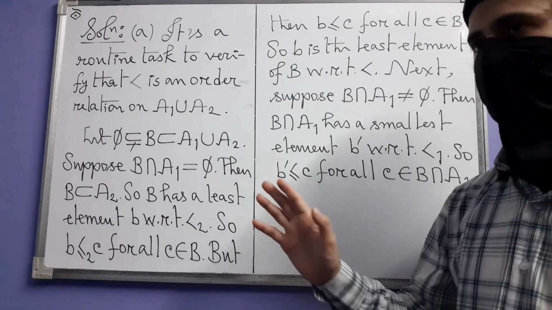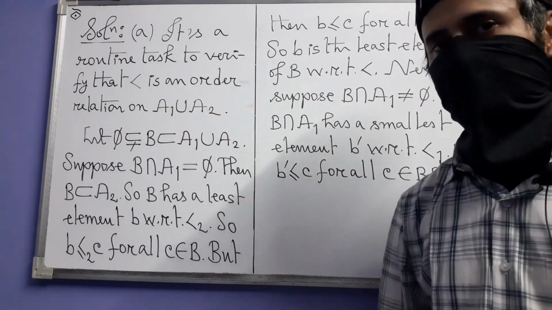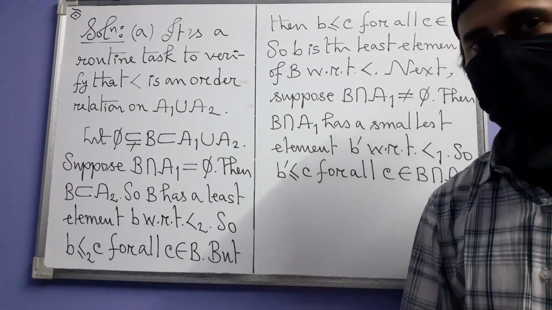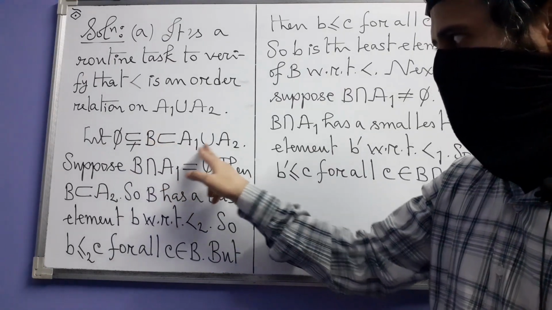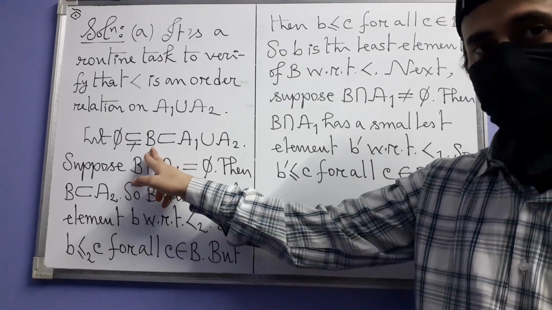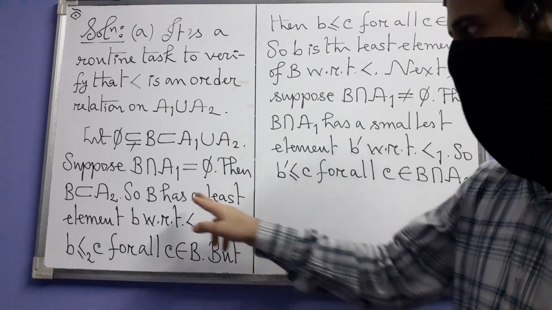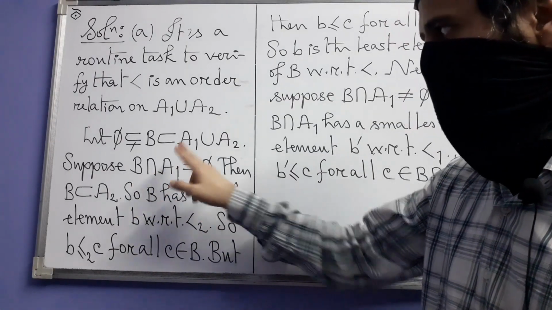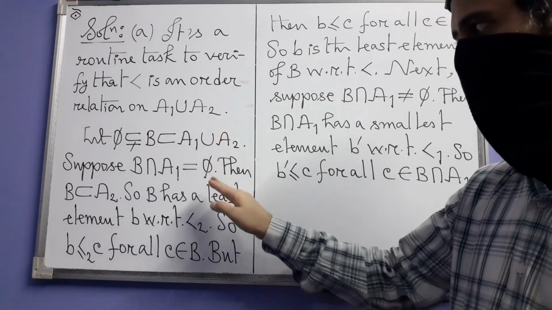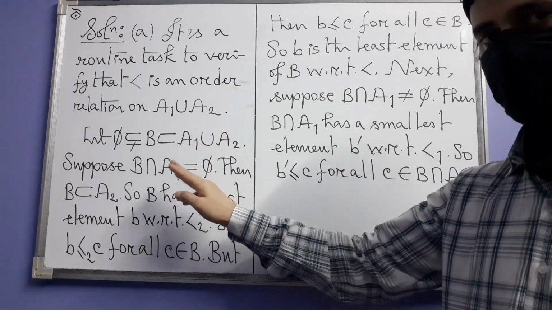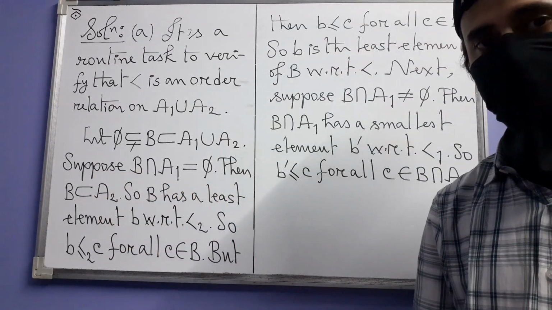Instead, let us now show that this is well ordered with respect to that order, assuming that it's an ordered relation. So for that we have taken a non-empty subset of the union, let's call it B. Now two cases arise. The first of which is that B does not intersect A1. Because B is already contained in A1 union A2, if this is the case, if B and A1 are disjoint, then B has to be entirely contained in A2.